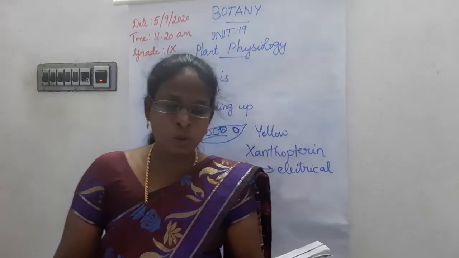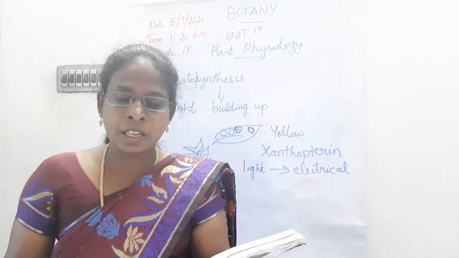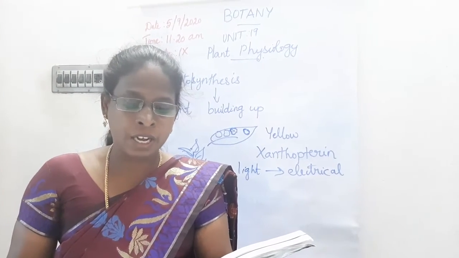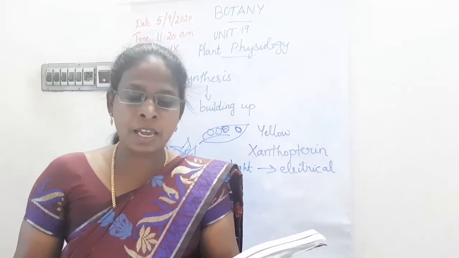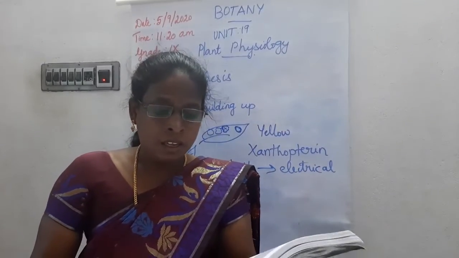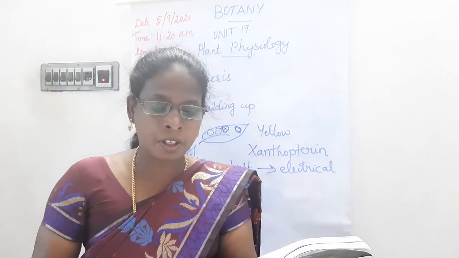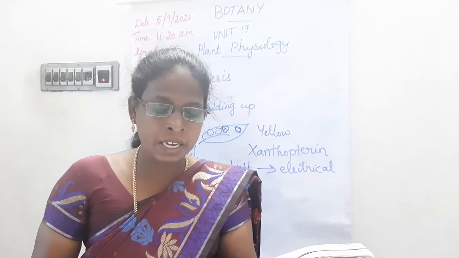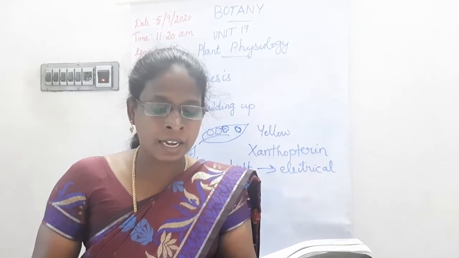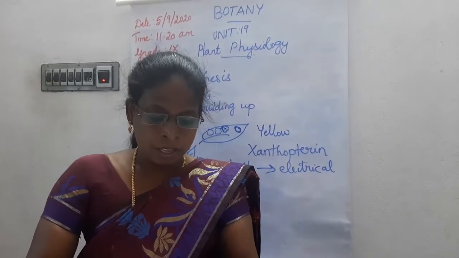Then Roman numeral 2, fill in the blanks. Third one, the green pigment present in the plant is chlorophyll. Sixth question, plants take in carbon dioxide for photosynthesis but need dash for their living: oxygen.